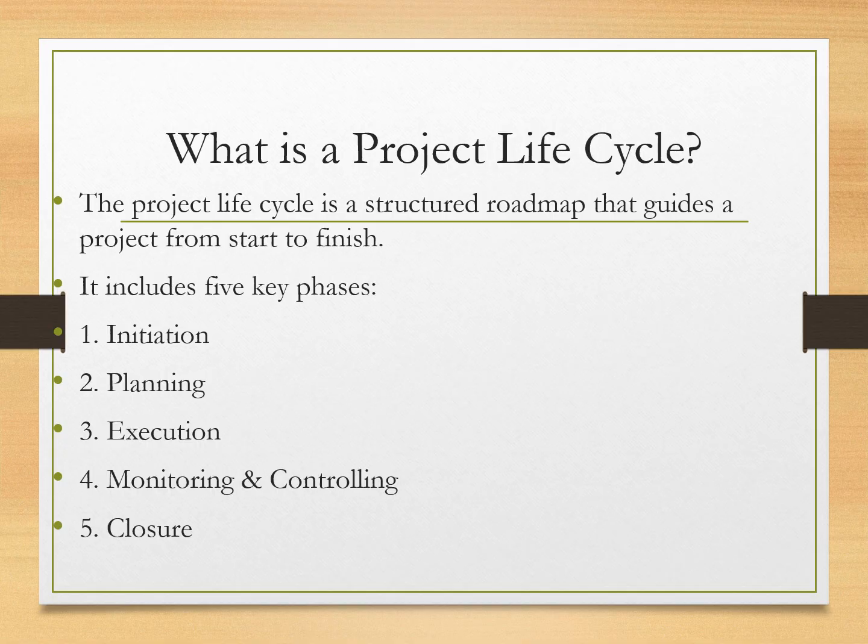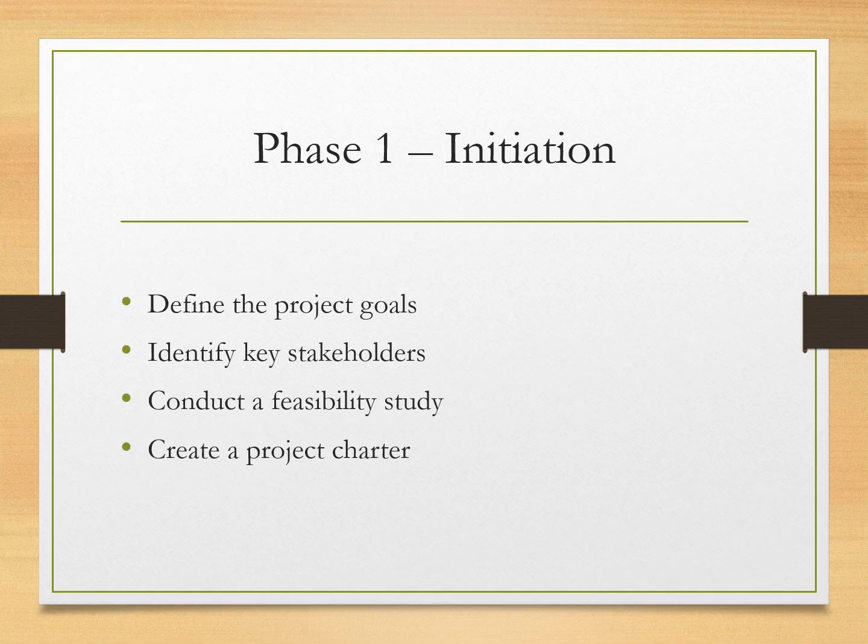The project life cycle is the foundation of project management. It provides a structured roadmap, a sequence of steps that guide your project from the first idea to the final results. It's divided into 5 key phases: initiation, planning, execution, monitoring and controlling, and finally, closure. Each phase has its own purpose and activities, and together they help ensure that the project runs smoothly and achieves its goals.